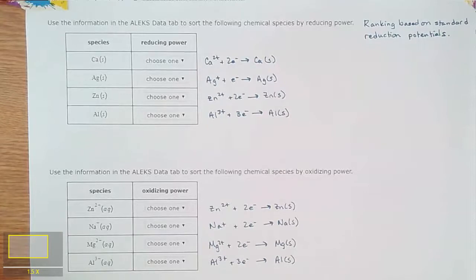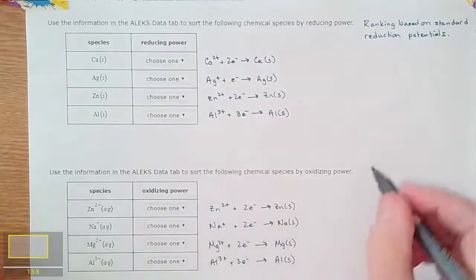This tutorial is taking you through one of the ALEKS topics where ALEKS is asking us to rank either oxidizing power or reducing power based on standard reduction potentials. I have two examples in this video and we'll go through both of them. But first I want to give you a couple of basics that help you understand some of the concepts that are going on here.